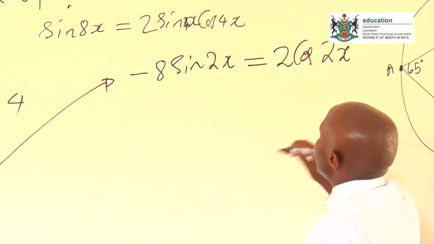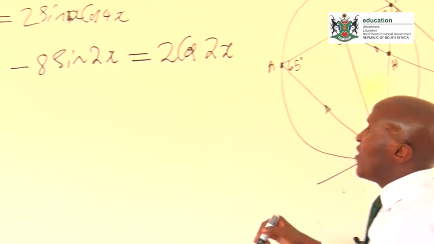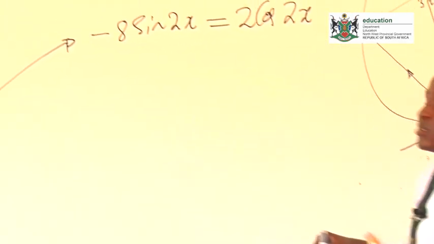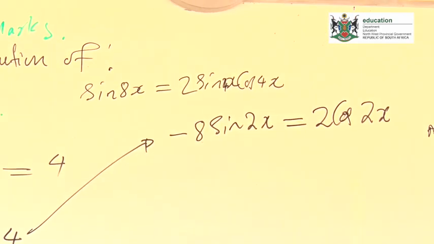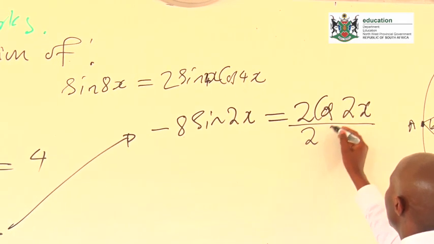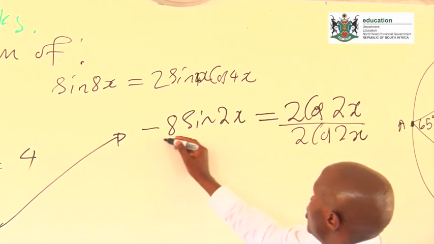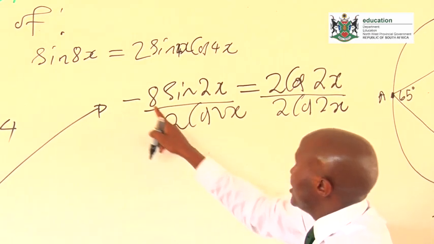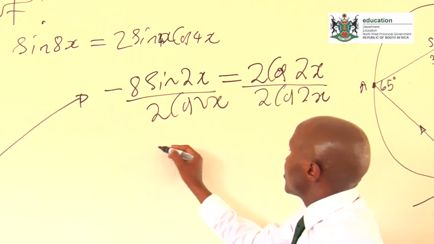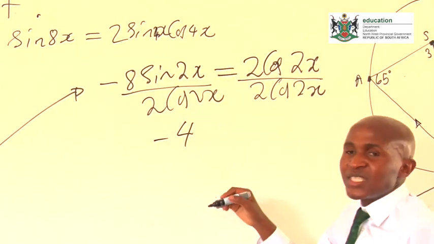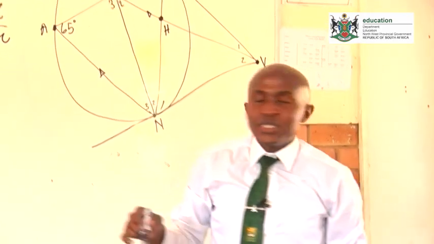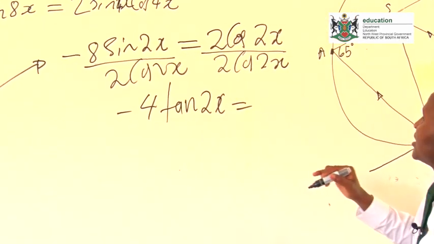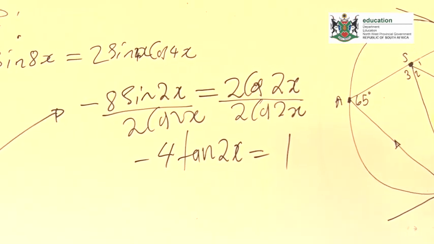2x. Then we are looking for sine over cos, not cos over sine. So what must I do? Divide both sides by 2. So it's going to be 2 cos 2x. Again, minus 8 divided by 2 is minus 4 sine over cos. Sine over cos is tan. So now the angles are the same. Tan 2x equal to 1. Do you agree? Are we happy so far?